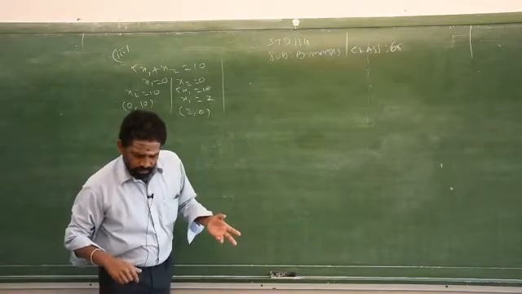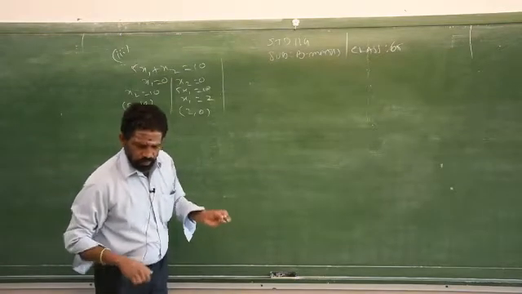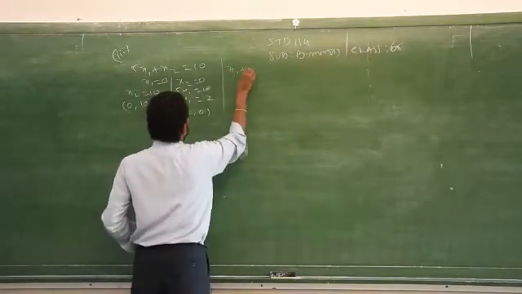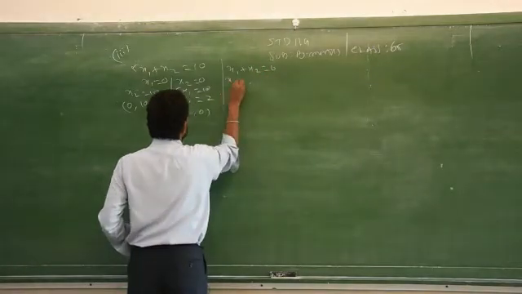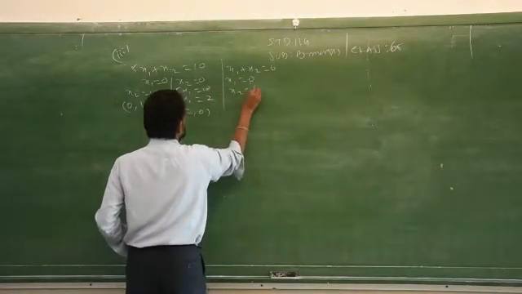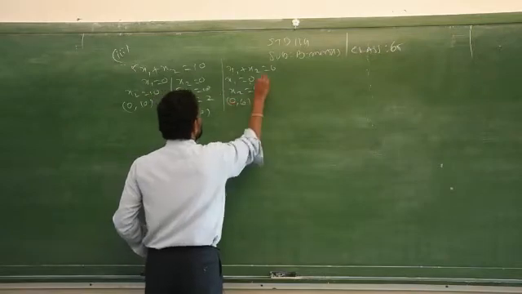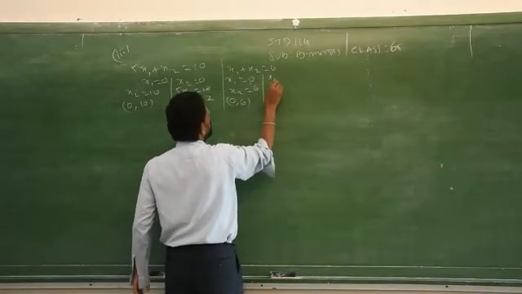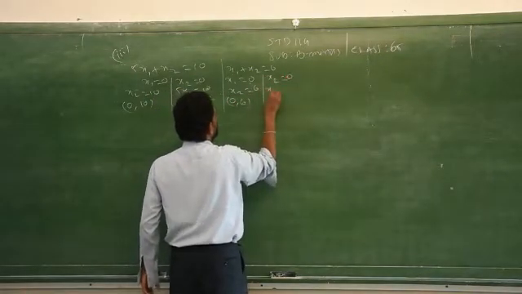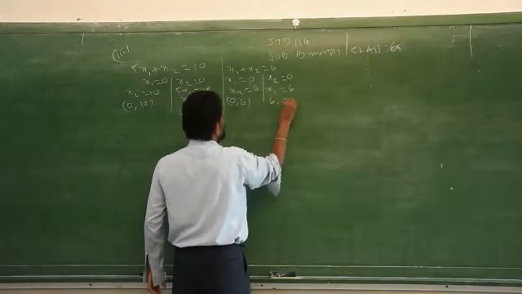What is the second equation given? x1 plus x2 greater than or equal to 6. Therefore x1 plus x2 is equal to 6. Replace x1 is equal to 0, you will get x2 is 6. That is 0, 6. Similarly, in the same equation, you replace x2 by 0, you will get x1 is equal to 6, therefore 6, 0.